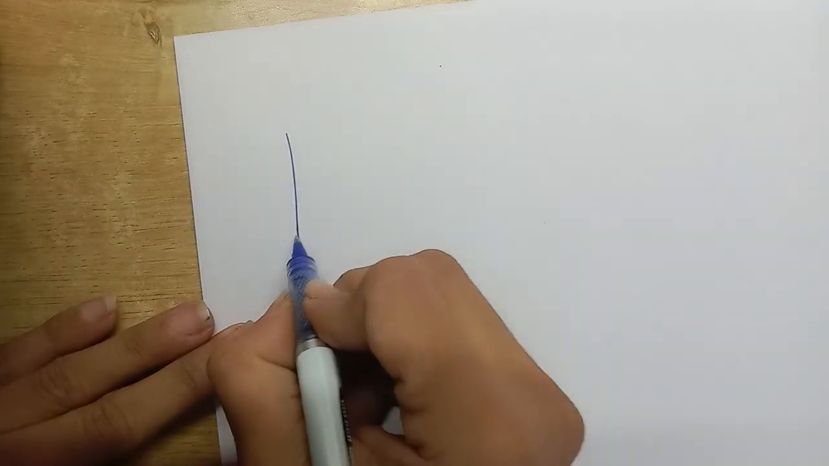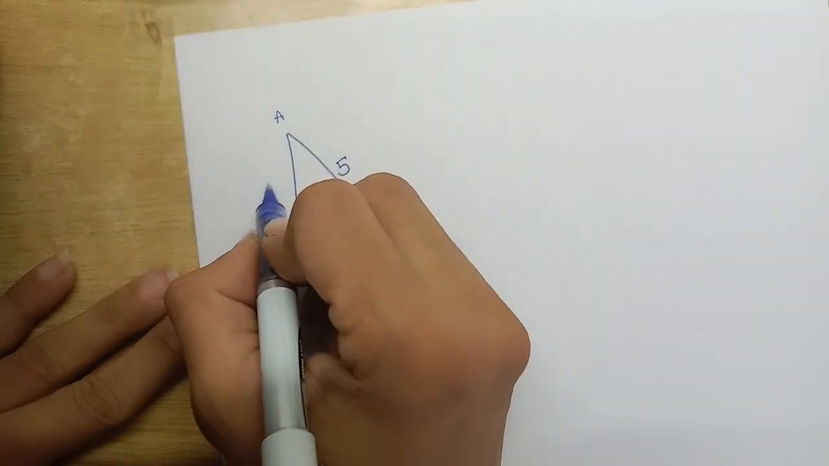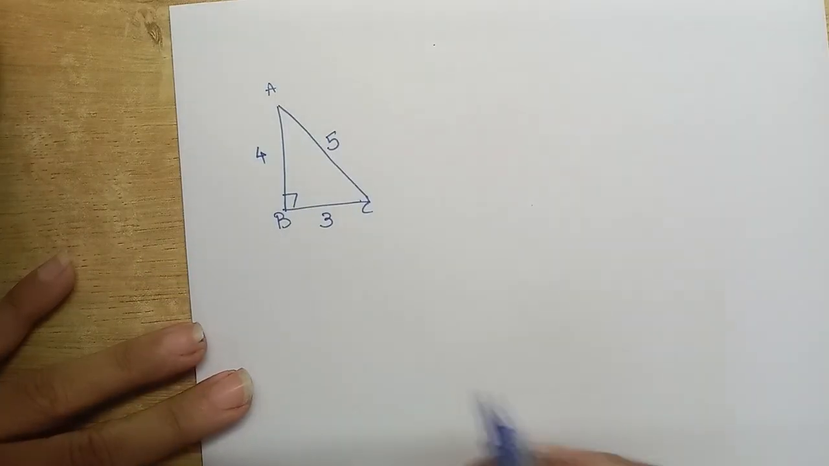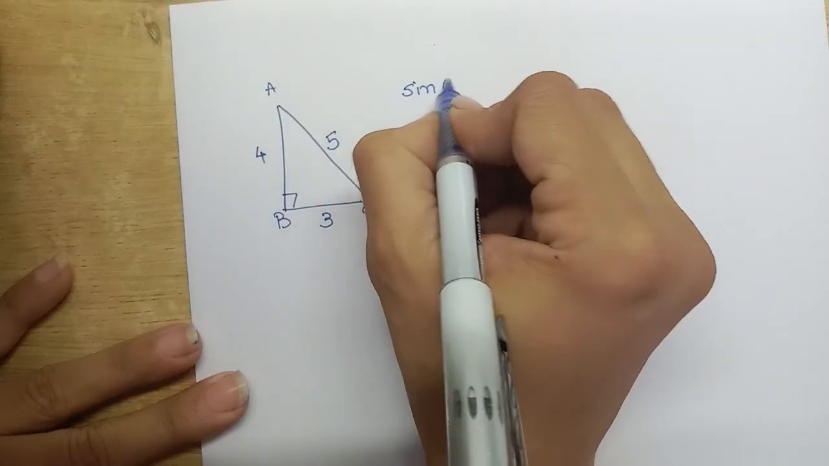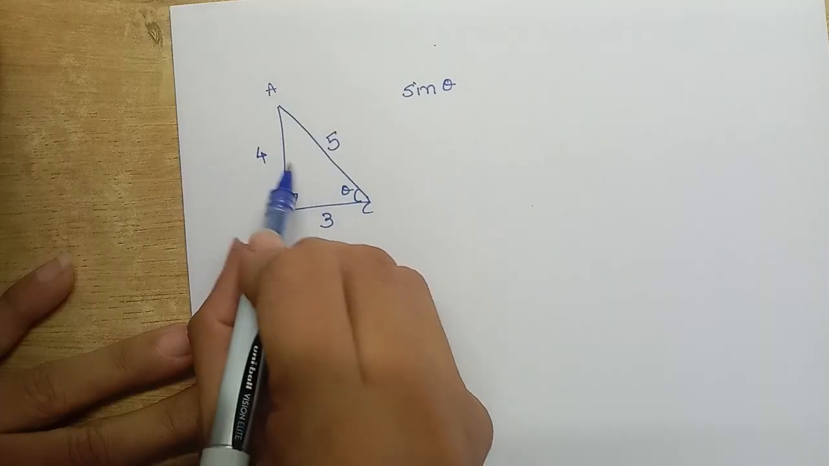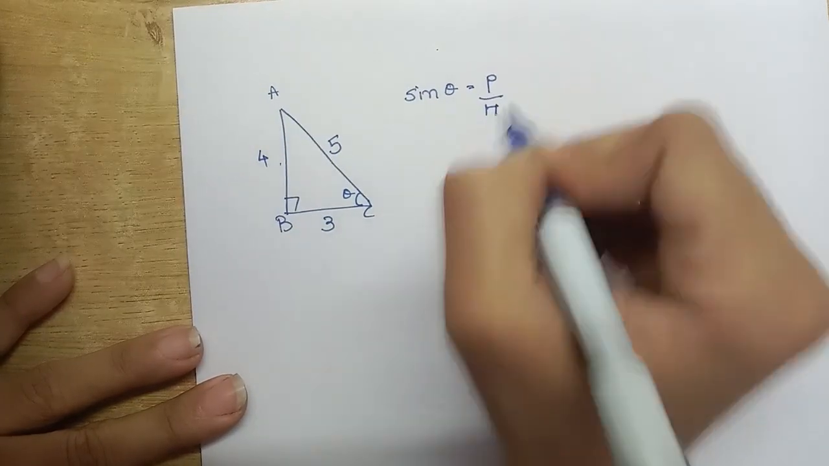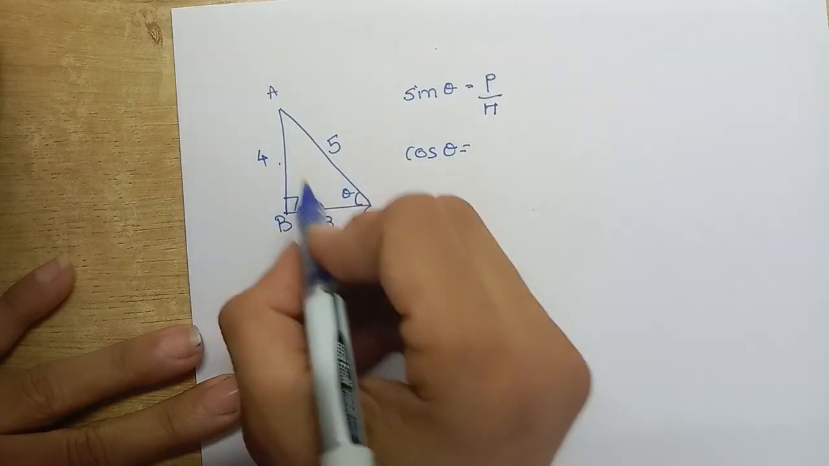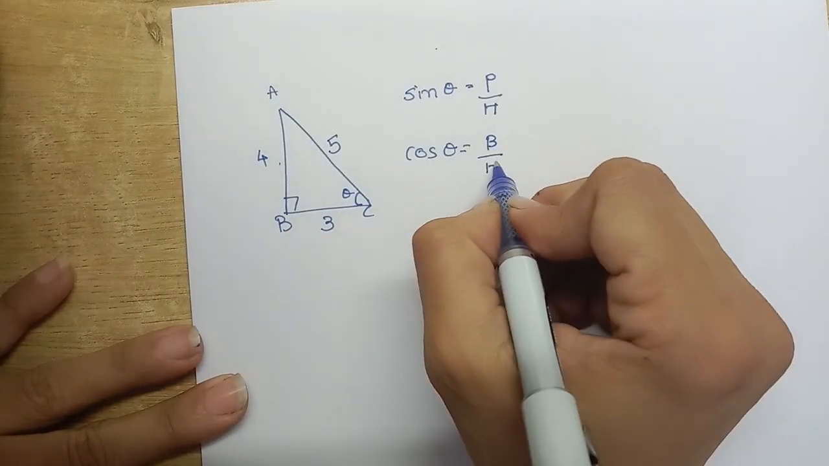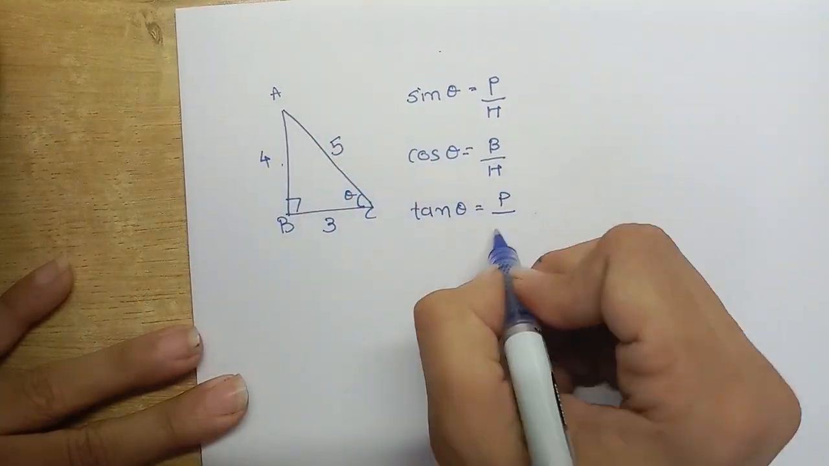What are the 6 ratios that we will understand? Now here we have the right angle triangle A, B, C. The hypotenuse is 5, base is 3 and perpendicular is 4. Now we have to find the 6 ratios, which start with sine theta. Theta is at C. Sine theta is perpendicular upon hypotenuse, P upon H. Cos theta is base upon hypotenuse. Tan theta is perpendicular upon base.